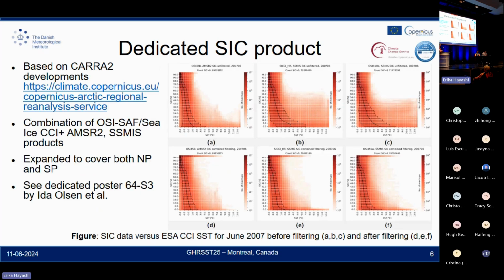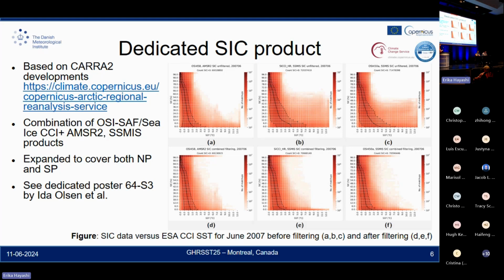Related to the dedicated sea ice concentration product we are using, it's based on the CARA2 developments, and CARA2 is the Copernicus Arctic Regional Reanalysis, the second version of it. It's a pan-Arctic sea ice concentration product that is a combination of various OSI SAF, sea ice CCI, and AMSR2 products, also SSMIS. It is developed for the Northern Hemisphere for CARA2, but for this purpose, we also extend it to the Southern Hemisphere. And there is a dedicated poster about this product by Ida Olsen et al. in Science Session 3, I think on Thursday, but I'm not sure.